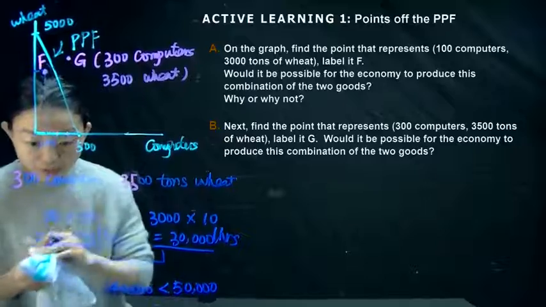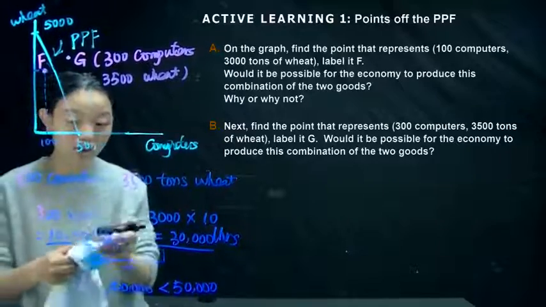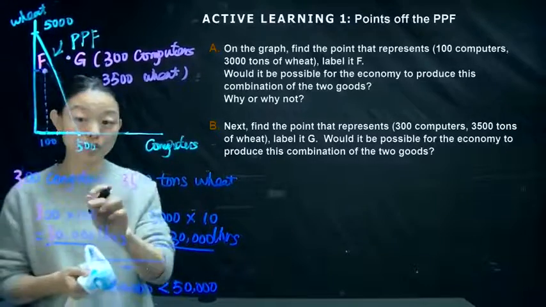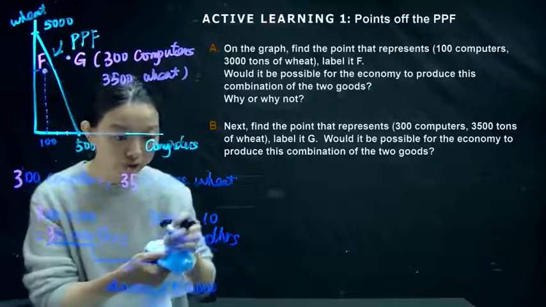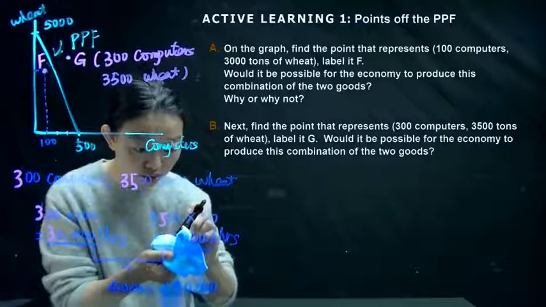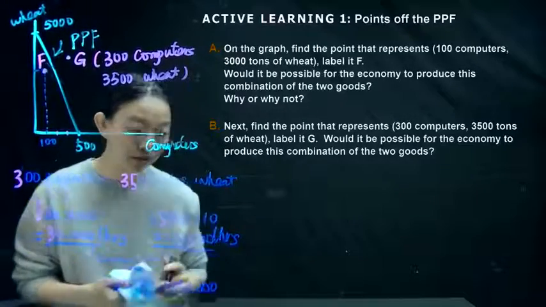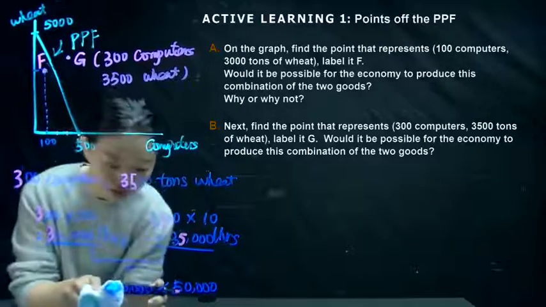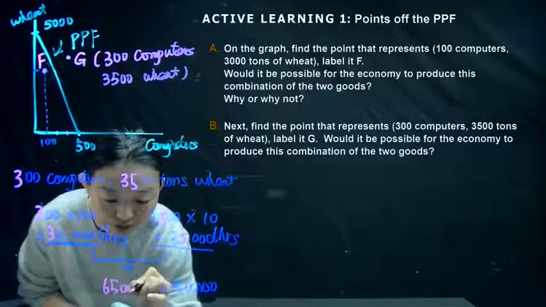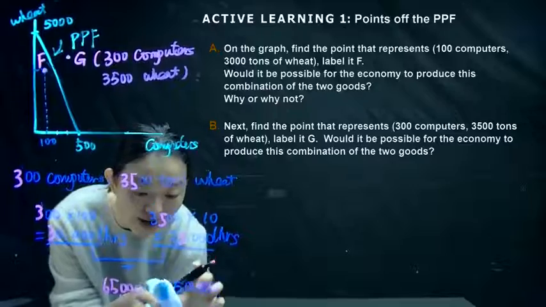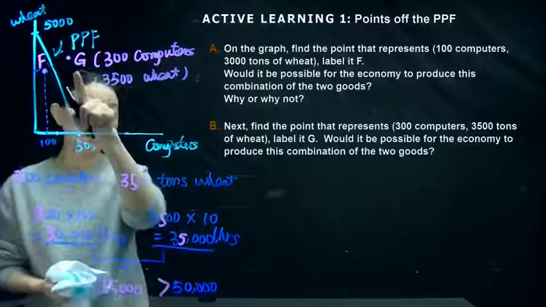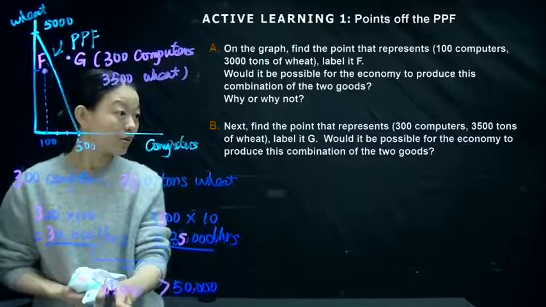So 300 computers, and each computer needs 100 labor hours, which means here we need totally 30,000 labor hours to produce those computers, right? And then for the weight production, 3,500 tons of weight, each ton of weight requires 10 labor hours. Then you sum these, and you will find we need 65,000 labor hours, which is already larger than this economy will have. Therefore, for point G here, this economy cannot produce it.